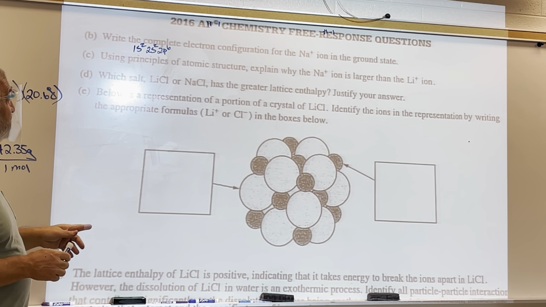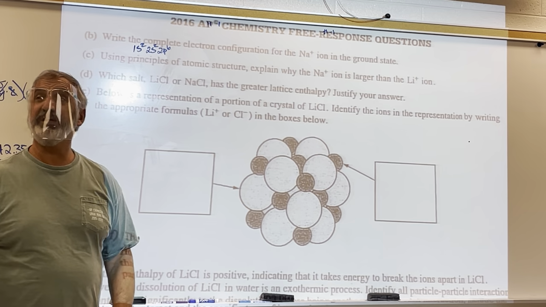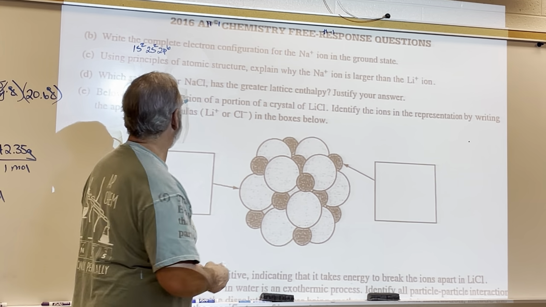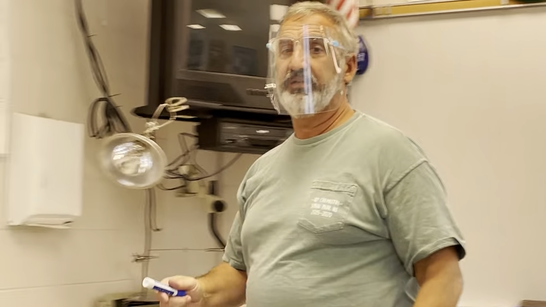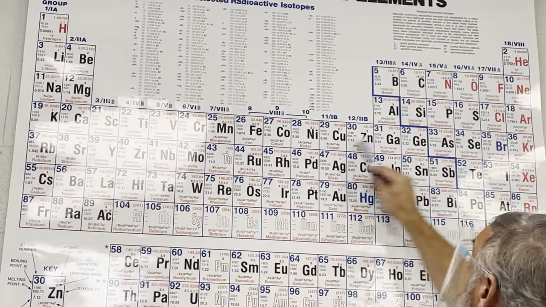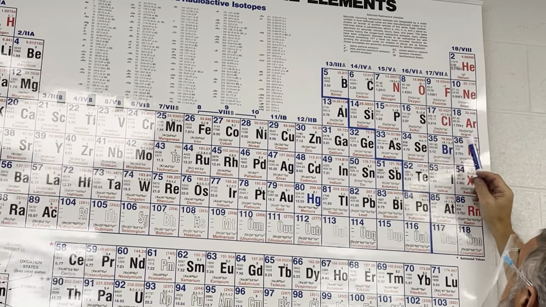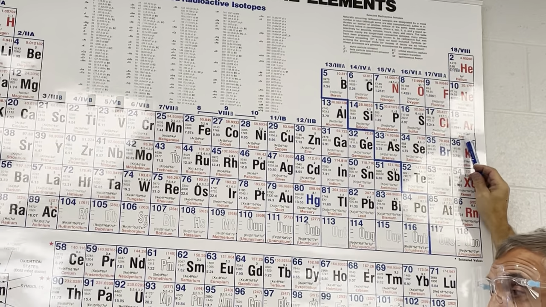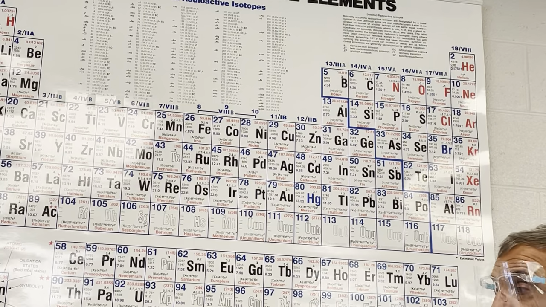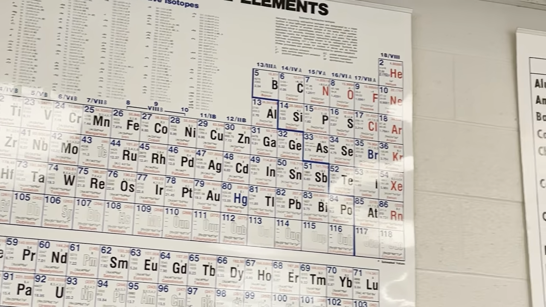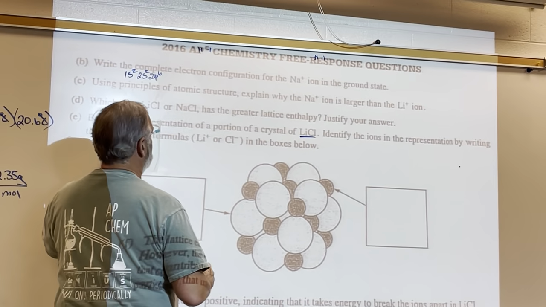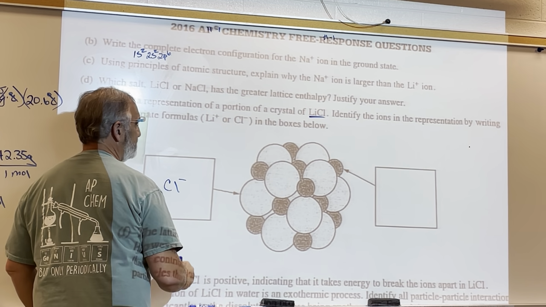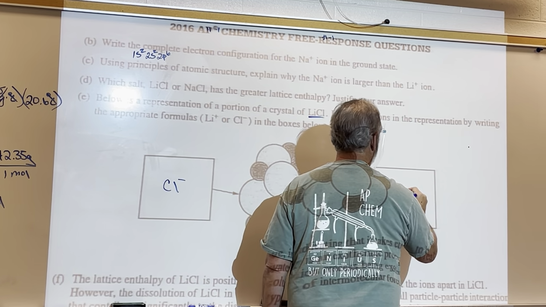And then below is a representation. Now again, we have Na plus and Cl minus. Now look at where they're located on the periodic table. This is LiCl. You have Li plus, which means it's going to lose one electron. It's going to be isoelectronic with helium. Cl minus is going to gain an electron and be isoelectronic with argon. So obviously, which one's the big one? Cl minus. Okay, don't miss this. So this is going to be Cl minus. This is going to be Li plus.